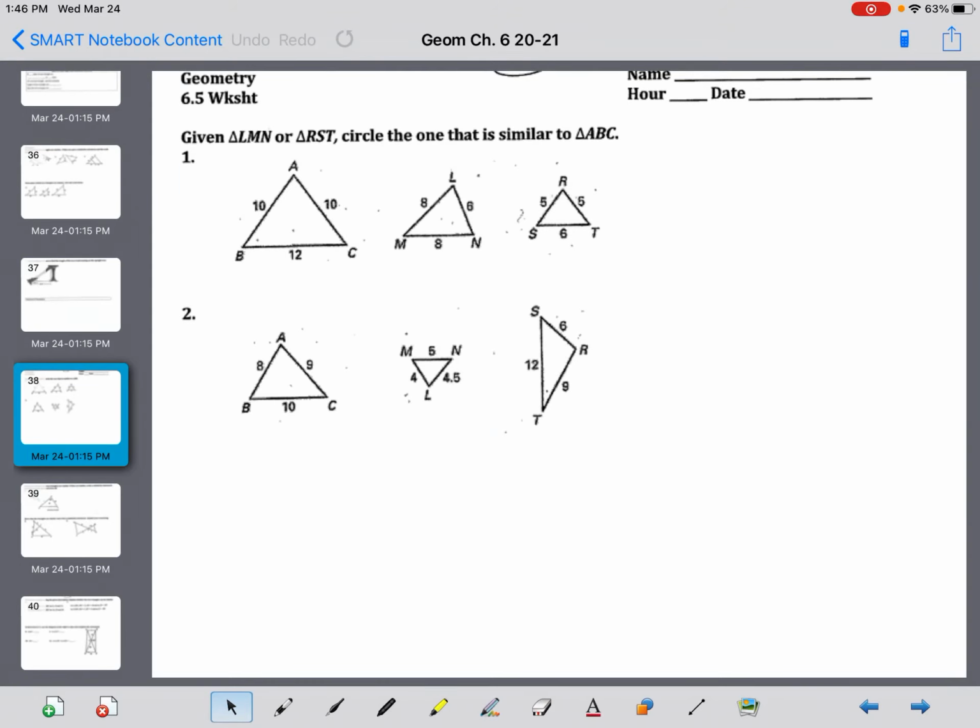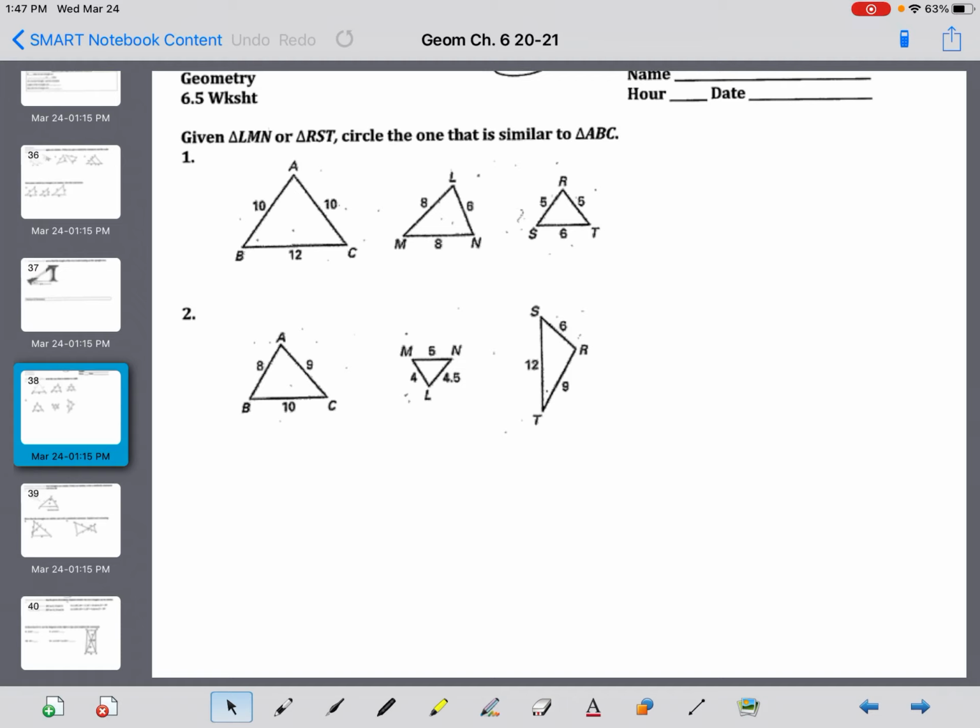Going to go over page 229 and 230 in your packet, the 6.5 worksheet. This is the last assignment before spring break. In class, we talked about side, side, side, and side angle, side similarities. So we're going to apply that to some of these triangles here.